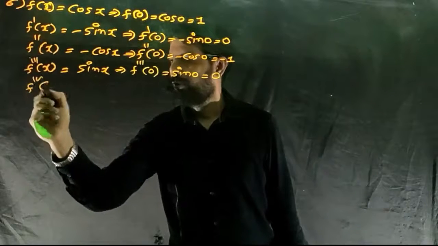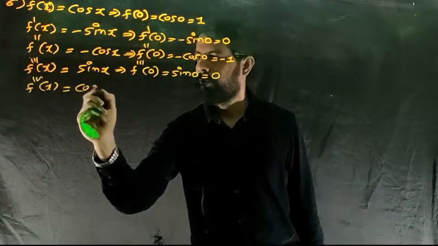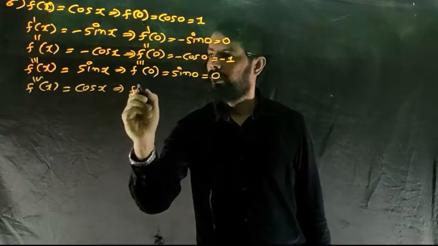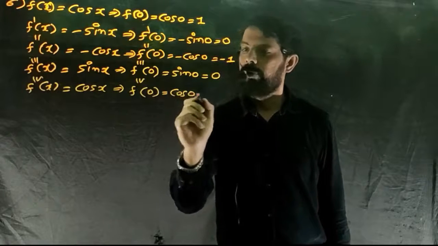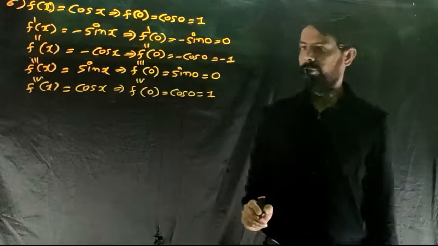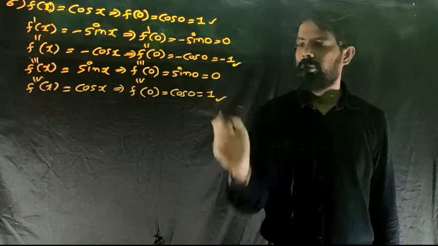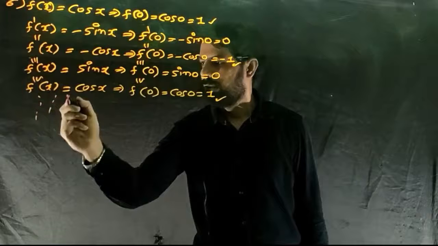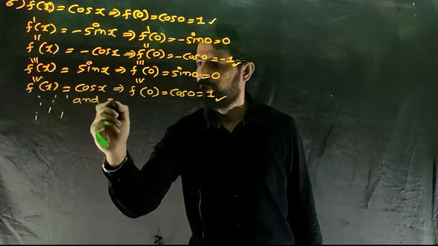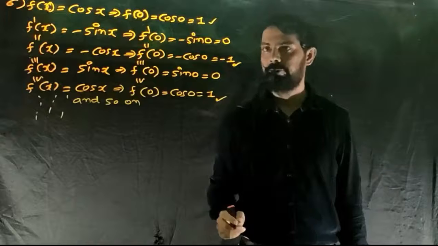Again we have to take the derivative. The derivative of sin x is cos x, and replacing x by 0, cos 0 is 1. As you can see, there are three non-zero terms. So we will write down and so on, because in the final answer there must be at least three non-zero terms.